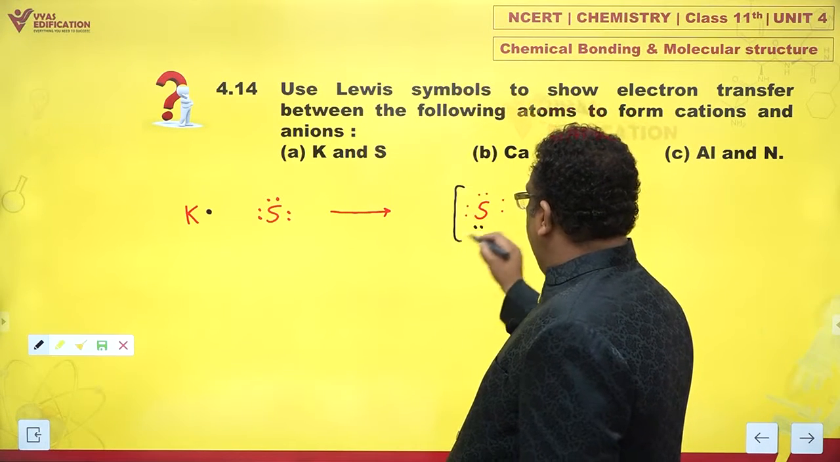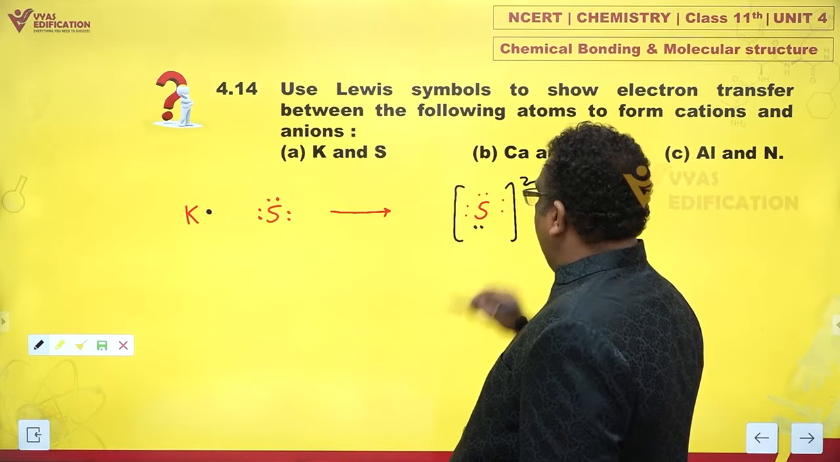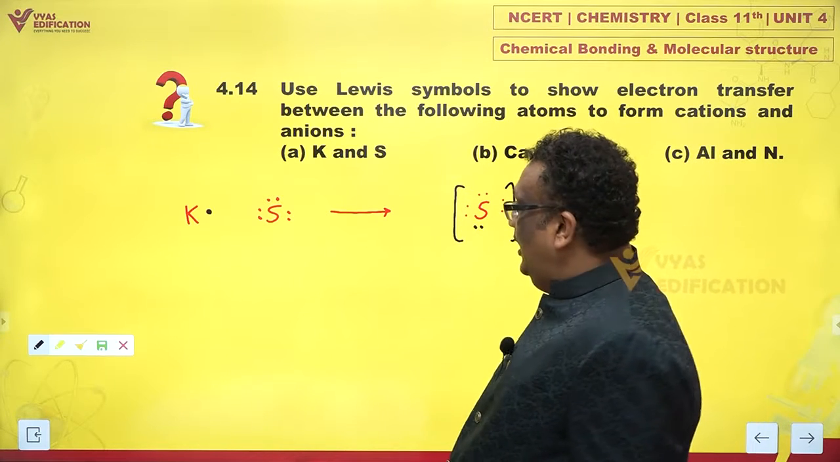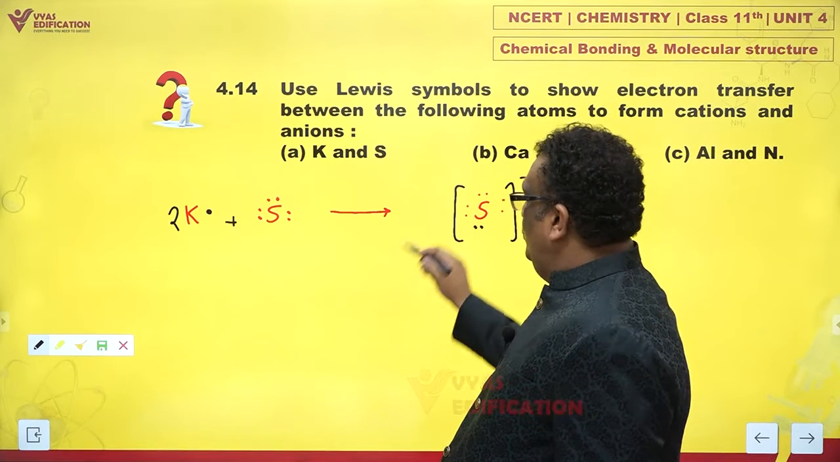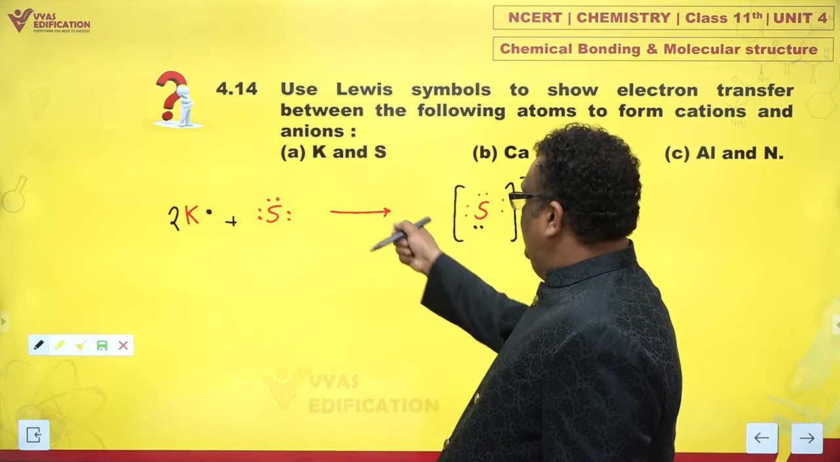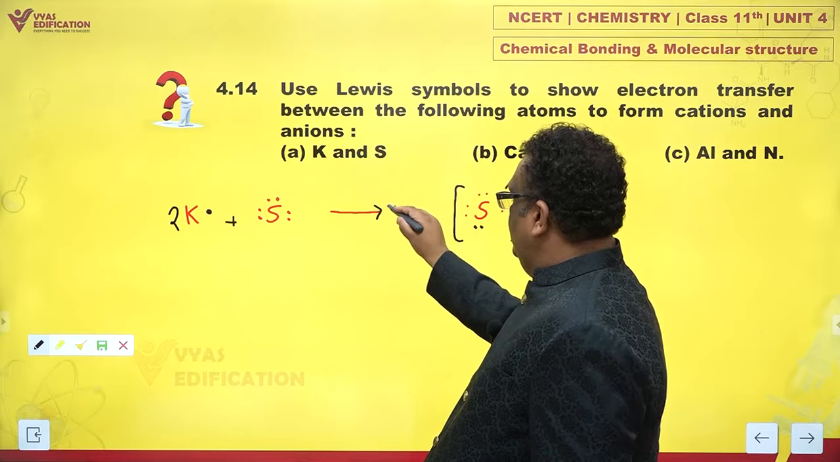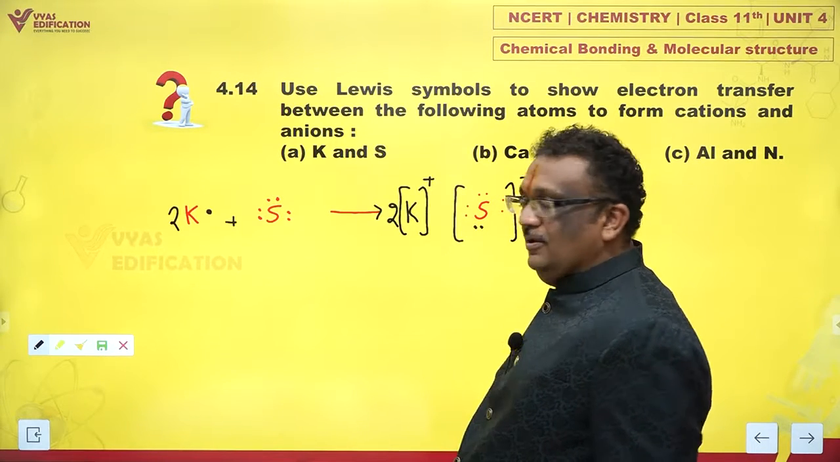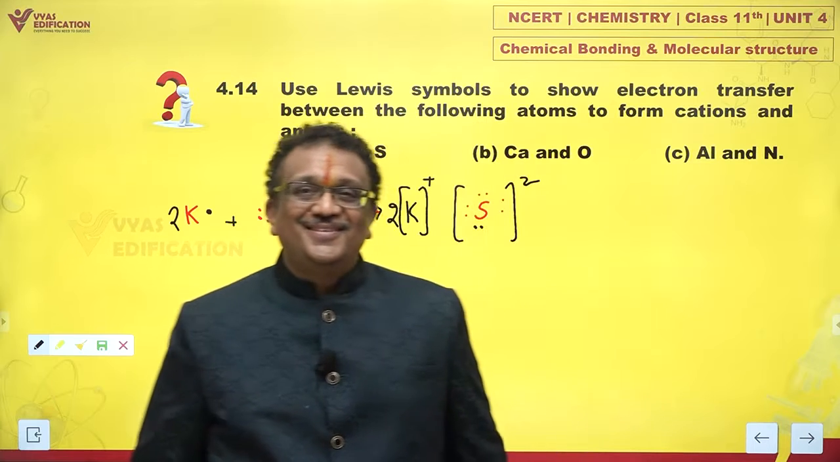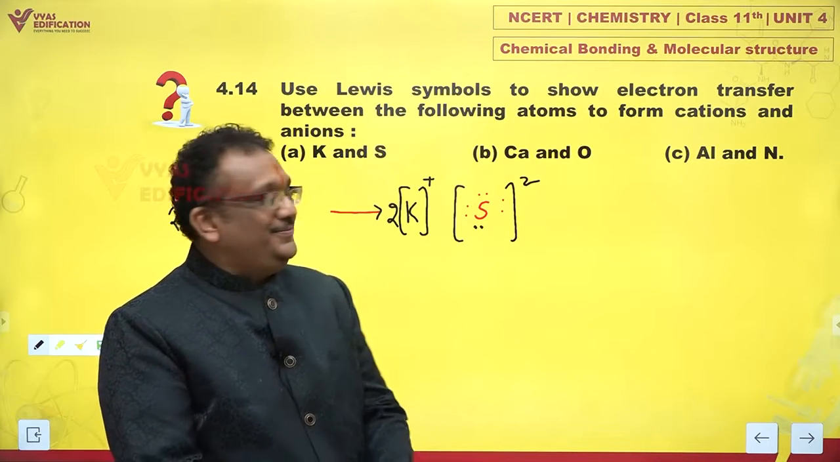So you get sulfide ion. And you have 2 potassium atoms. You get 2 times potassium ions. That's it. Simple, very simple.